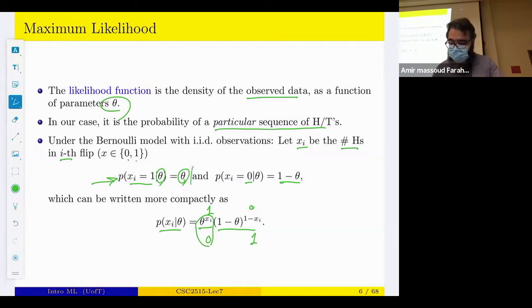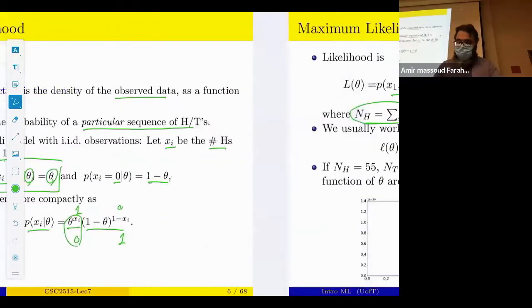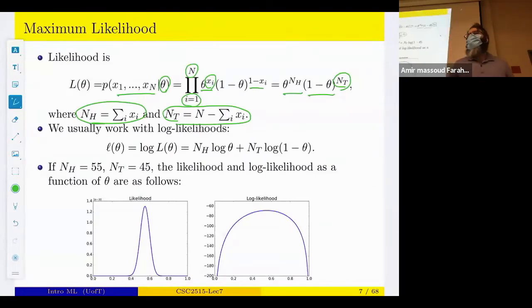So yeah, theta is this probability. And as I mentioned in a few lectures before, we usually work with the logarithm of this likelihood because it's numerically much nicer. So we have the log likelihood l of theta, which is log of L of theta, which would be n_h times log of theta plus n_t times log of 1 minus theta.